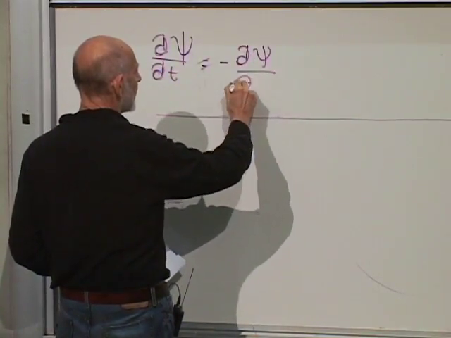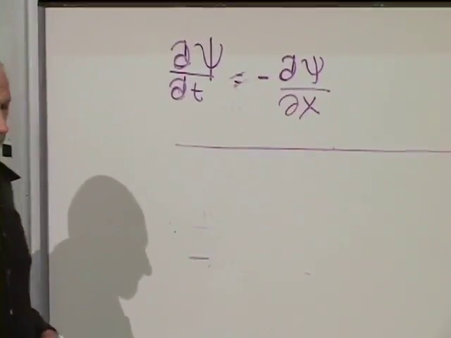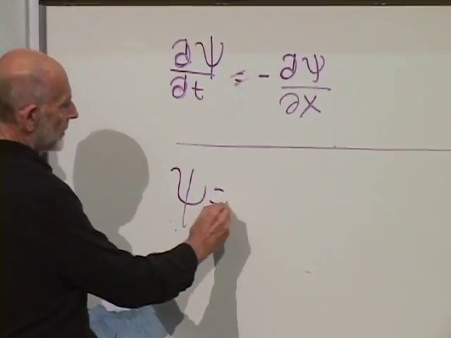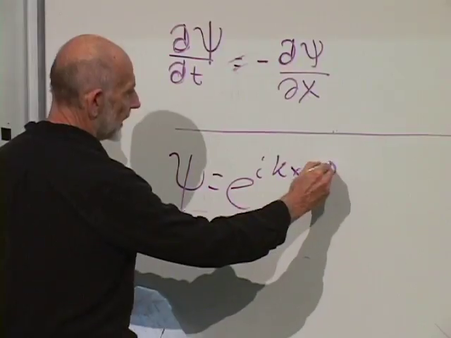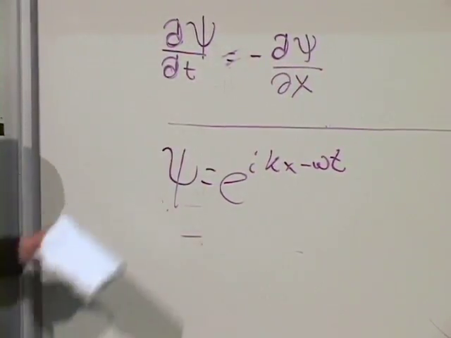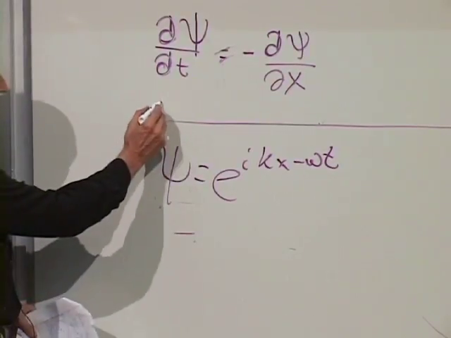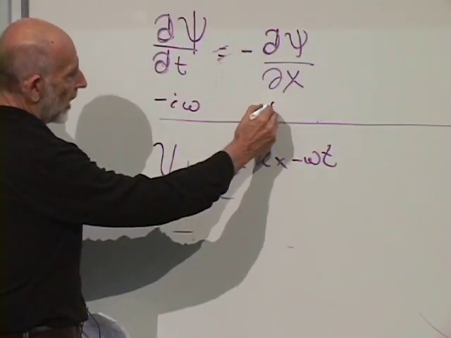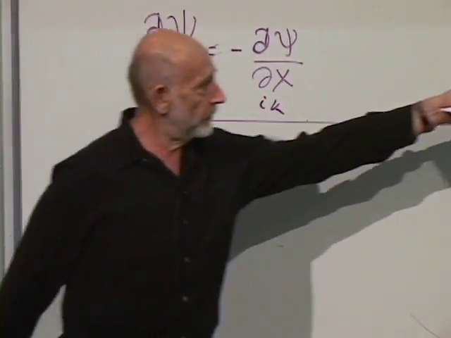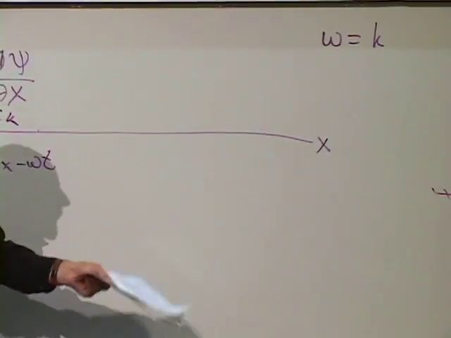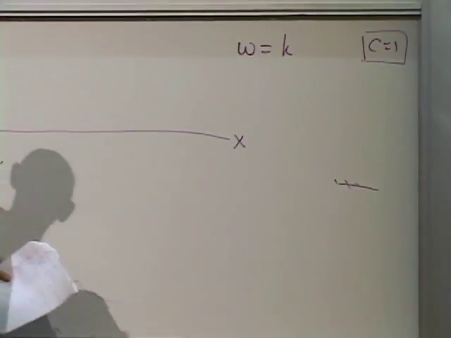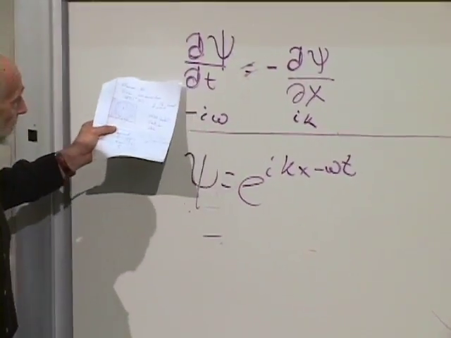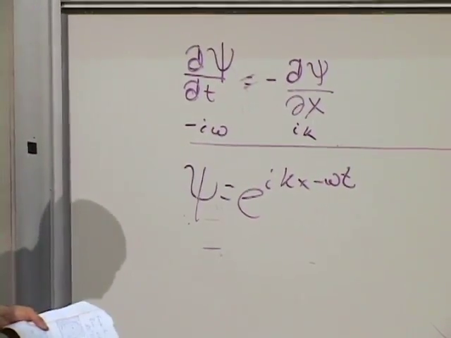This is even simpler than the Schrodinger equation. Why do I say that this is omega equals k? Let's imagine that psi is equal to e to the i(kx minus omega t). D psi by dt brings down a factor minus i omega. D psi by dx brings down a factor i k. If the relation between omega and k is just omega equals k, corresponding to c equals 1, then that just says d psi by dt is equal to minus d psi by dx. All right, so this is a very, very simple wave equation.